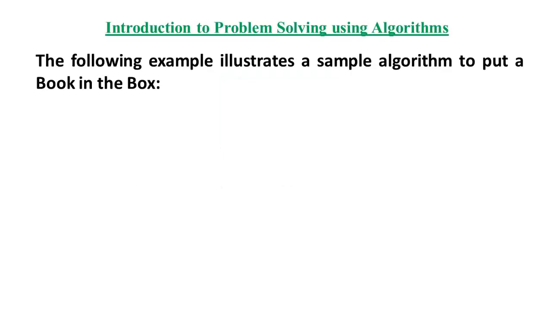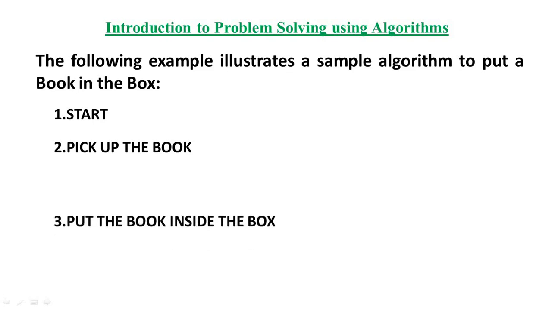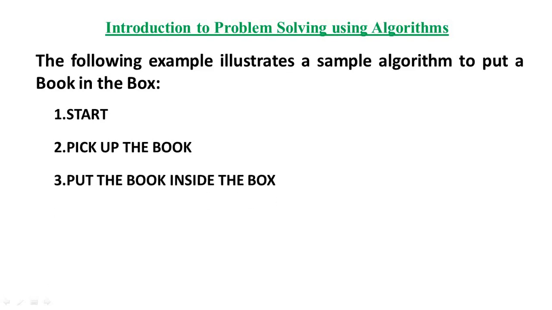Now we are going to see this with an example. Suppose we want to put the books in the box. So we have to follow a step-by-step solution for that. First step is always start. Then next, what will we do? Pick up the book. After picking up the book, put the book inside the box, close the box, and end of the process. So here you see we are following a step-by-step solution of a problem. This is called an algorithm.